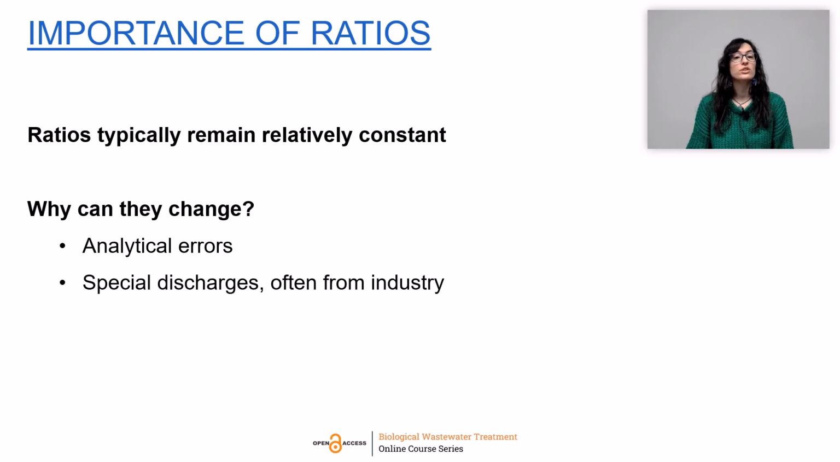These ratios typically remain relatively constant, and their analysis throughout time can help us identify anomalies in the wastewater. If we see, for example, that the values change, this could mean that there are errors in the analysis performed to the samples of the wastewater that we collect. Or there could be, for example, special discharges into the sewer that often come from industry.